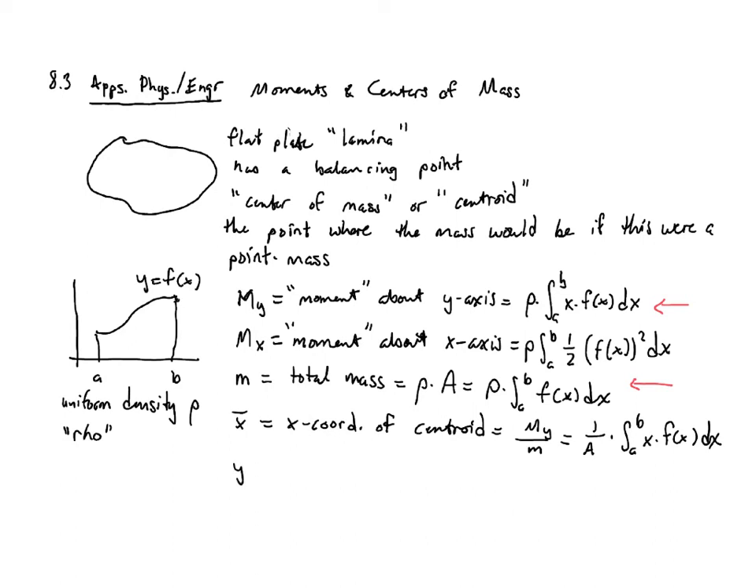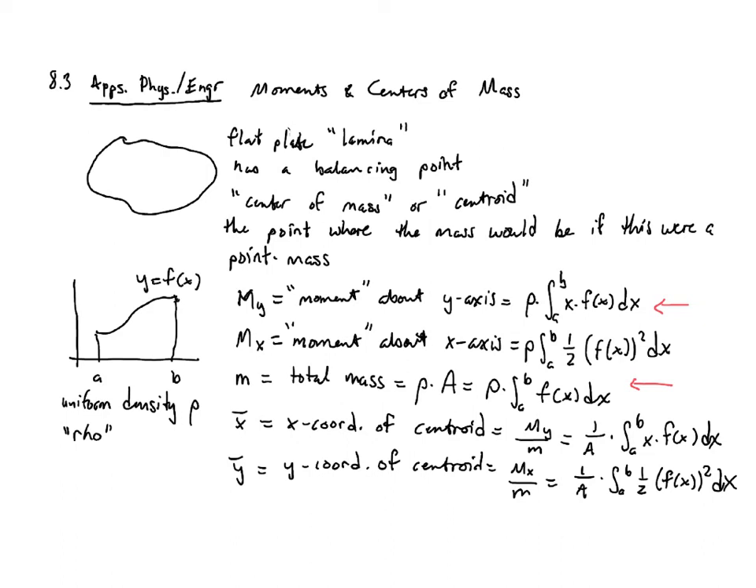And similarly, y bar is the y-coordinate of the centroid. That's given by the formula moment with respect to the x-axis over the total mass, which simplifies to 1 over the area times the integral from a to b of 1/2 f of x squared dx.